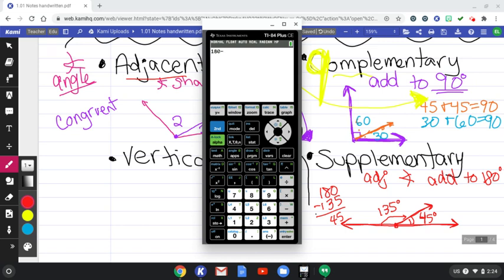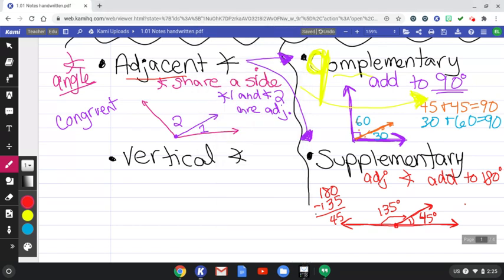So 180 minus the 135 does give us, let's try that again, Miss Locke. 180 minus 135 gives you 45 degrees. So that is indeed supplementary.